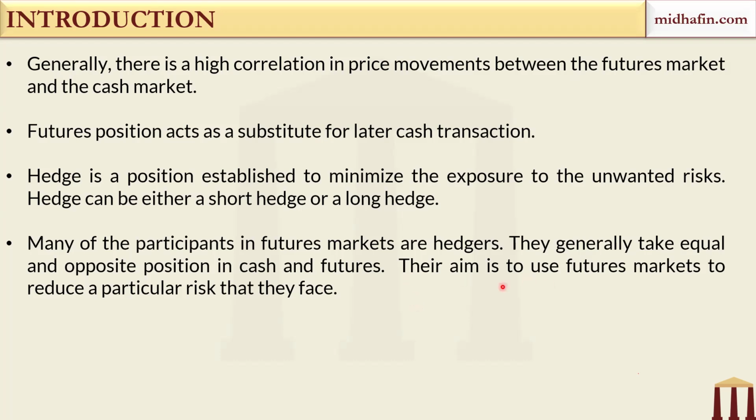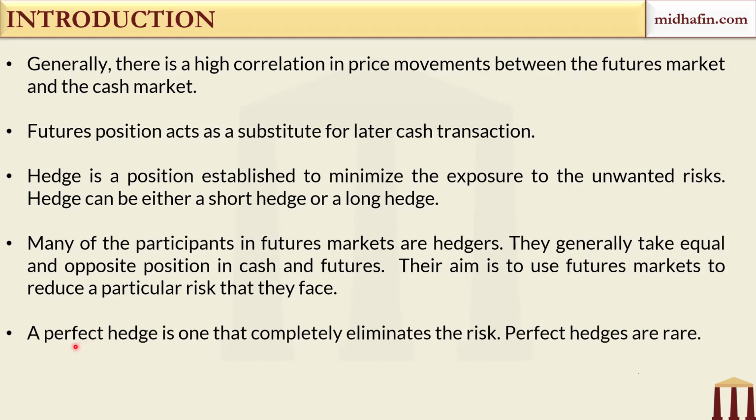What is the aim of hedgers? The aim of hedgers is to use futures markets to reduce a particular risk that they face. And what is a perfect hedge? A perfect hedge is one that completely eliminates the risk. And perfect hedges are rare.